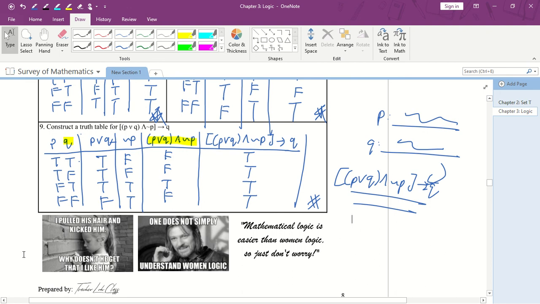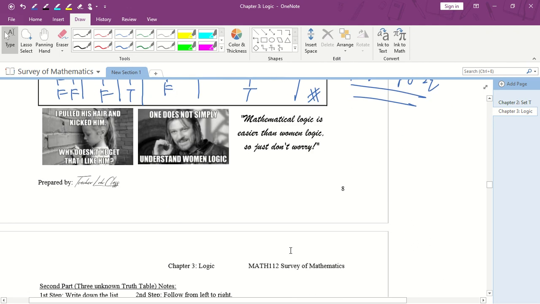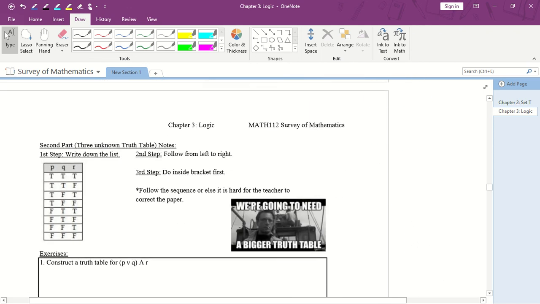So basically some memes here. I pull his hair and kick him. Why doesn't he get that I like him? There is a woman's logic or female's logic, just for fun, okay? And one does not simply understand woman logic, okay? However, mathematical logic is easier than woman's logic, so just don't worry, okay? Just for fun, okay? Please don't be angry, okay?